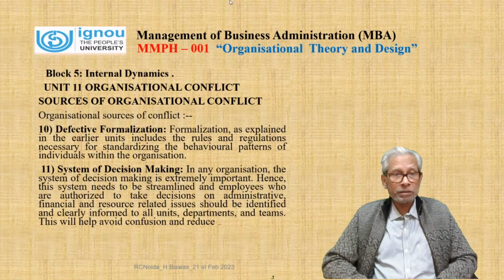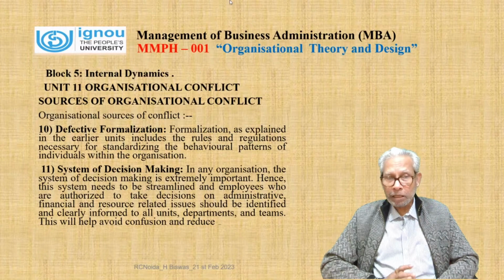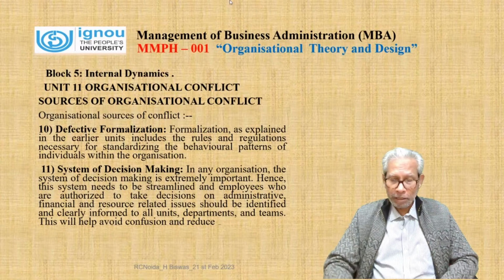In any organization, the system of decision making is extremely important. Hence, this system needs to be streamlined, and the employees who are authorized to take decisions on administrative, financial, and resource-related issues should be identified and clearly informed to all units, departments, and teams. This will help avoid confusion and delays. This is one of the remedies, because otherwise conflict will sometimes arise.